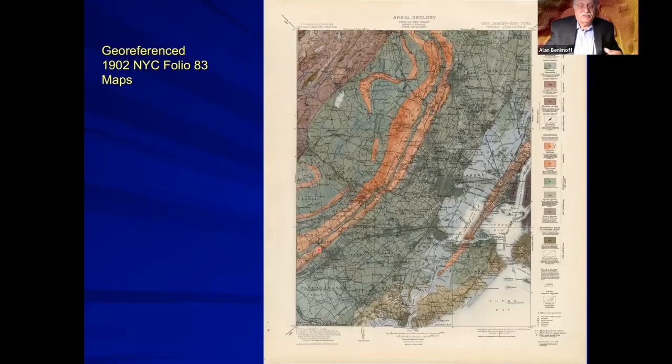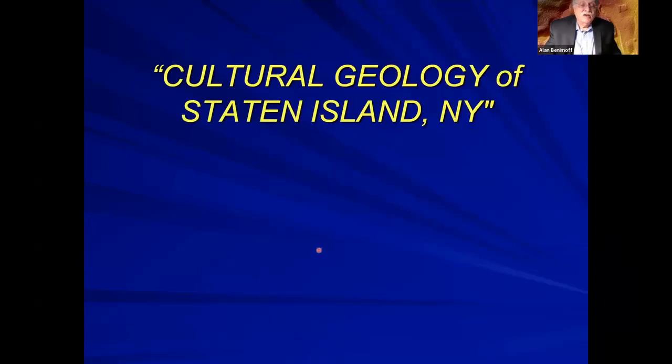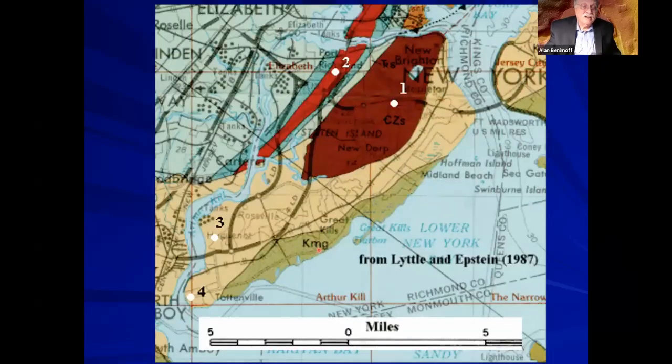And I went back to the 1902 maps, and I geo-referenced them into the GIS. I thought they were better maps and so forth, and they show a lot of the old types of features. So now we'll move on to the cultural part of it. That's the main focus. So anyway, here's Staten Island again.